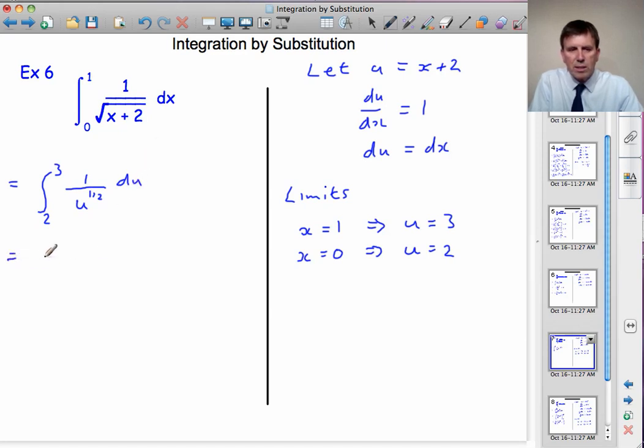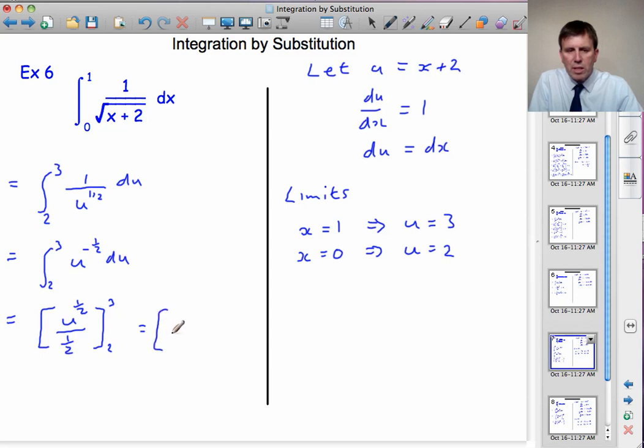Let's rewrite that as a negative power to make it easier to integrate, so it's integrate u to the minus a half with respect to u. And that gives us, raise the power by 1, we get u to the power plus a half divided by the new power a half, and that's between the limits of 3 and 2. And that's equal to divide by a half, multiply by 2, so we get 2 u to the power a half between the limits of 2 and 3.